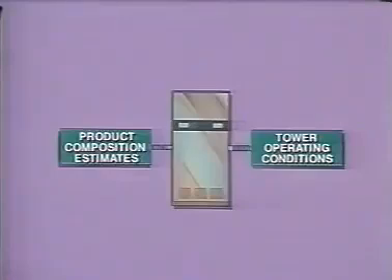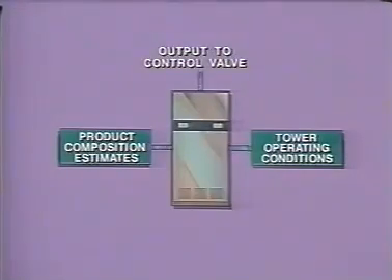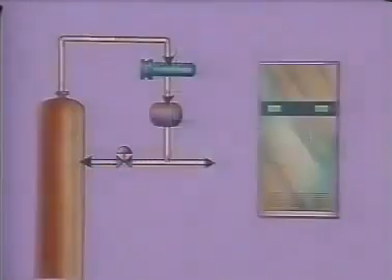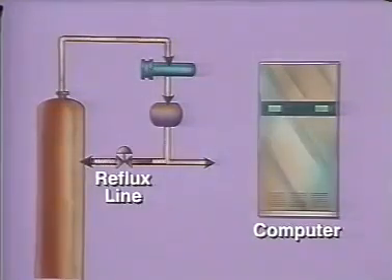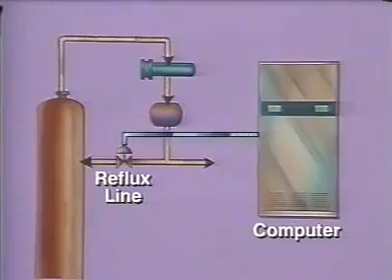The computer continuously compares its product composition estimates with the current operating conditions to determine if ideal conditions are being maintained in the tower. Based on this comparison, the computer adjusts tower variables so that the products will meet specifications but not greatly exceed them. This saves energy and maximizes capacity. If there is a change in the condition of a process variable, like reflux temperature, the computer immediately calculates how this change will affect product composition. The computer can then adjust the tower operation to keep the column producing on-specification products at the lowest possible cost.